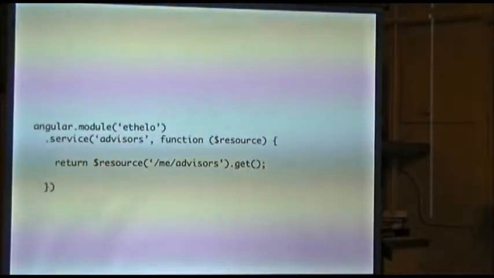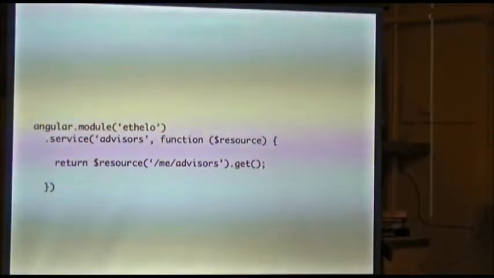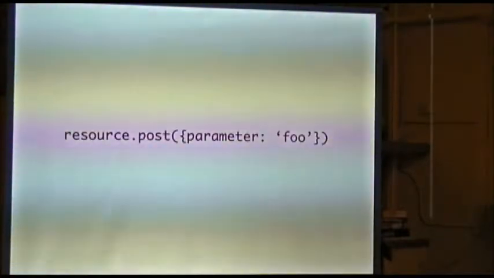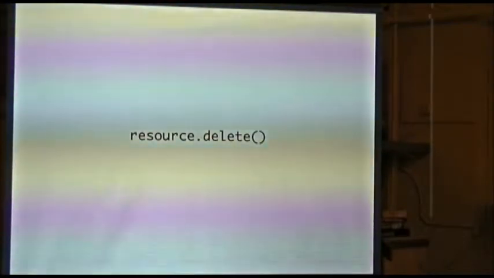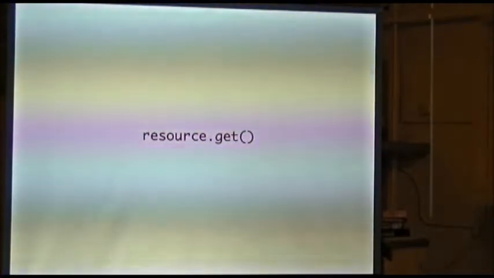So when we create our service, we're going to call $resource on a URL. We're going to then get that. So what $resource does is it wraps a URL and turns it into an API endpoint that you can interact with. Once we get this resource, we can do things like post data to it. We can send a delete request to it, and we can get data from it. That's what we did in the service.